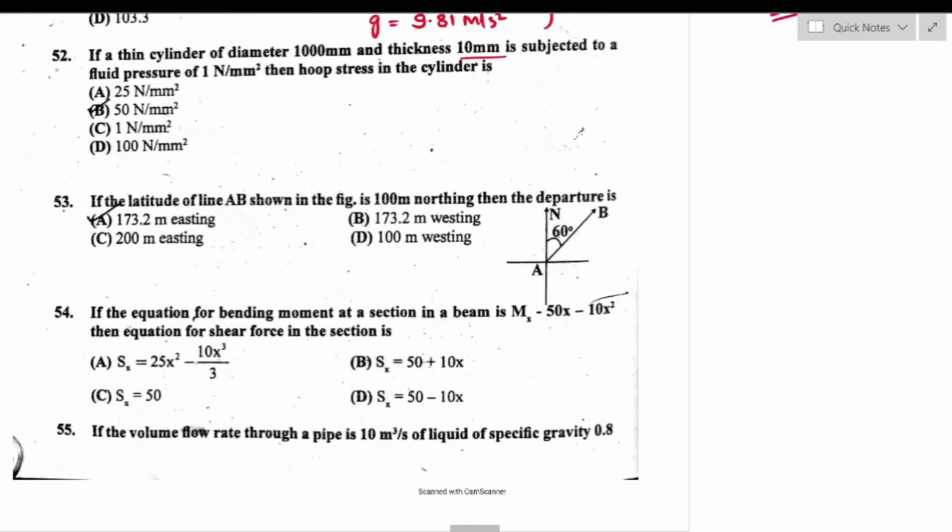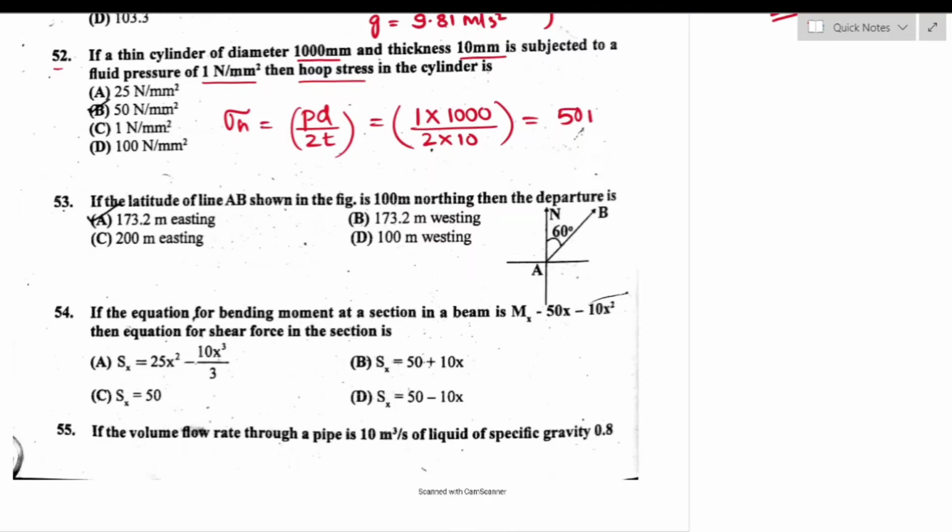Question number 52. A thin cylinder of diameter 1000 mm and thickness 10 mm is subjected to a fluid pressure of 1 Newton per mm square. Then the hoop stress in the cylinder will be. Hoop stress is calculated by the formula PD by 2T, where P is the fluid pressure, 1 Newton per mm square, multiplied by 1000 mm, the diameter, divided by 2 into 10 mm. T is the thickness of the cylinder. So the hoop stress will be 50 Newton per mm square. Option B is the right answer.